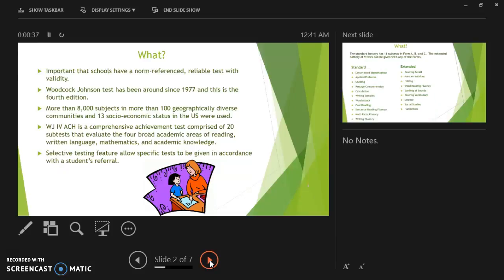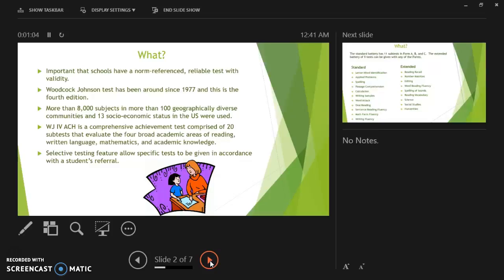The Woodcock-Johnson is a norm-referenced, reliable test. It's been around since 1977, and this is the 4th edition that we are using. More than 8,000 subjects in more than 100 geographically diverse communities and 13 socioeconomic statuses in the United States were used when making this test.